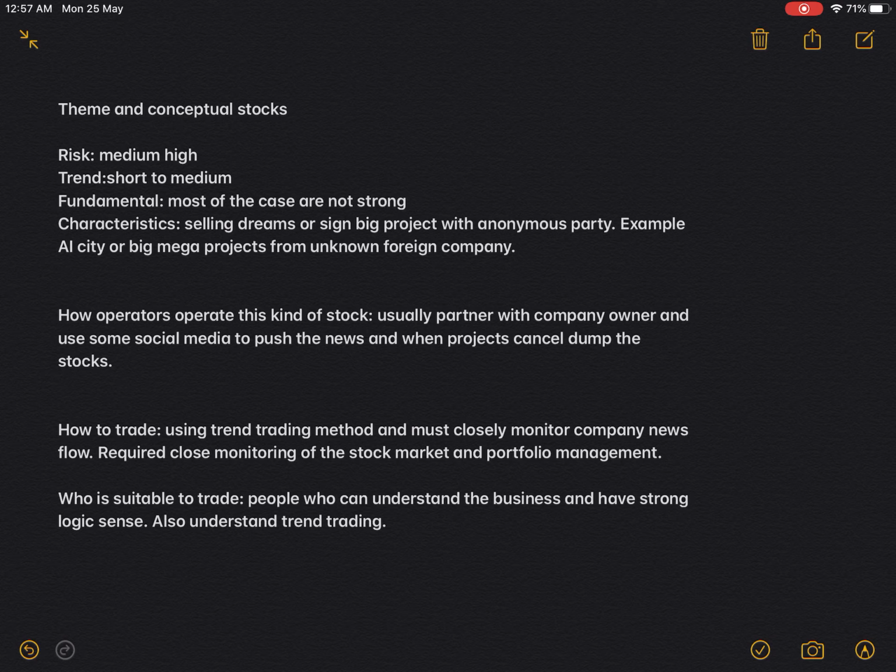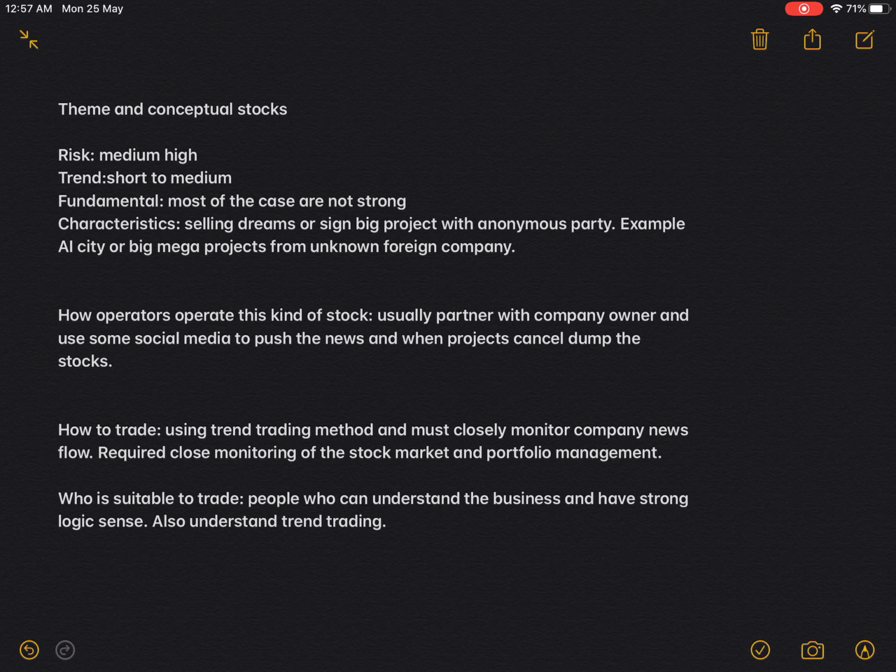I can say that 90% of the conceptual stocks are fake, or fail to materialize or to really become profitable for their ideas or for their projects. So you must be very careful. You need to have a very good business sense. You need to know how to analyze. You need to have strong logical sense in order to trade this kind of stocks. And also you need to understand trend trading.